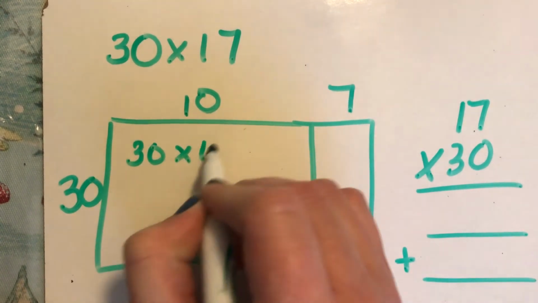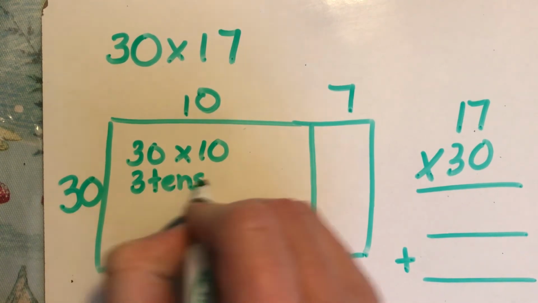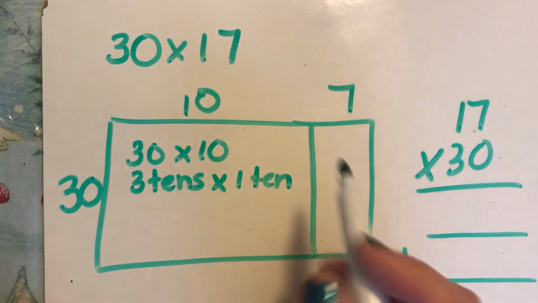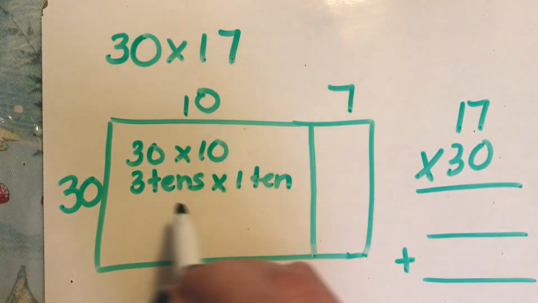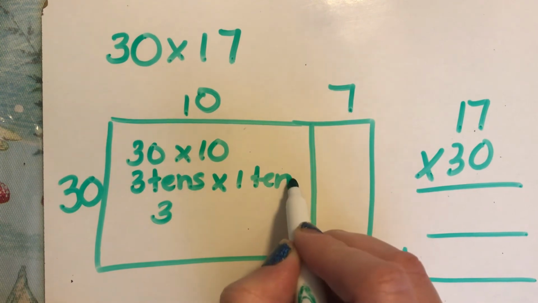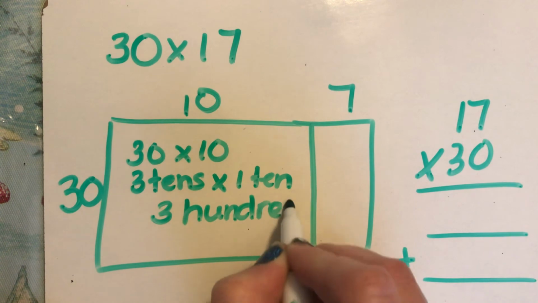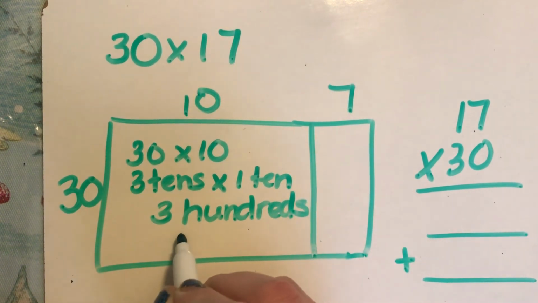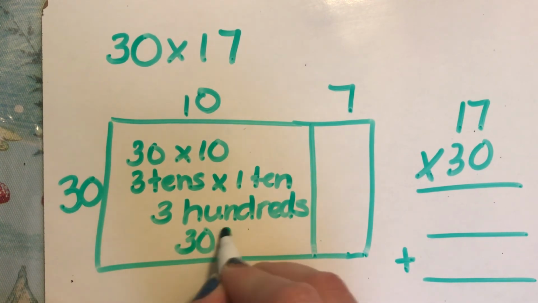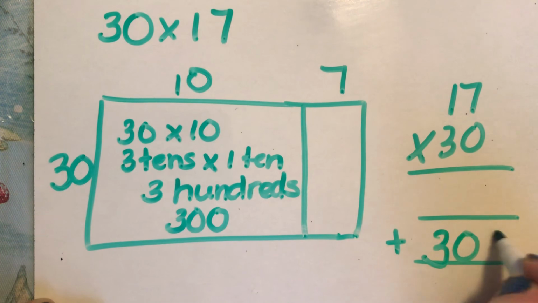Okay, so we would do 30 times 10, which is 3 tens times 10. Okay, 3 times 1 is 3, but they are 10 times 10, so that means that we would have 100. It would be 3 hundreds. And we write that back out in standard form. This is unit form, so we're going to write it out in standard form, so 300. I'm going to write that on my bottom line because the bigger one goes on the bottom.